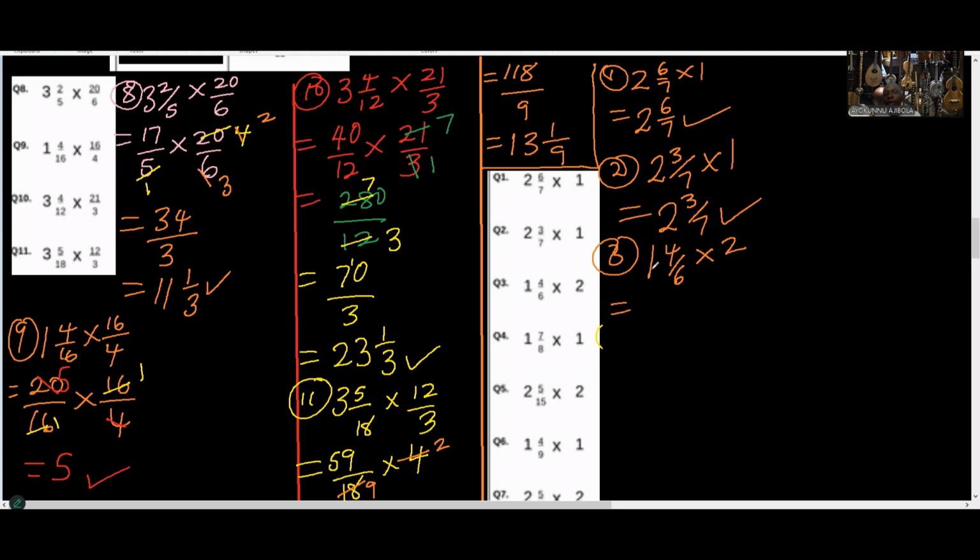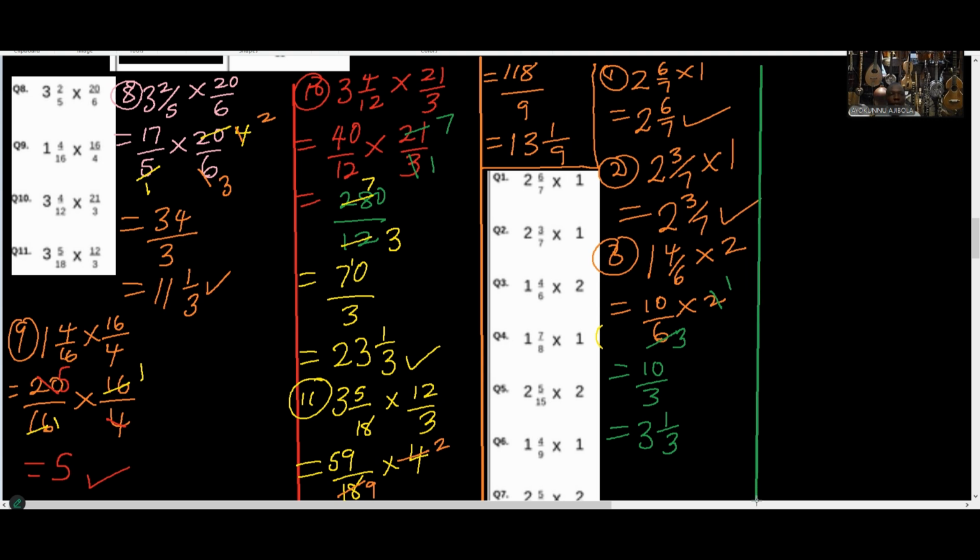Then 104 over 6 times 2. 6 times 1 is 6 plus 4, that is 10 over 6 times 2. Then we can divide 6 and 2 by 2, 2 here 1, 2 here 3. So we now have 10 over 3, which is how many 3? That's 3 whole number 1 over 3. Is this clear to you?